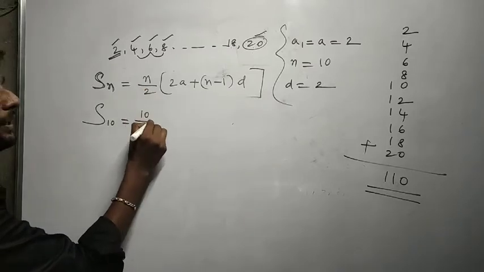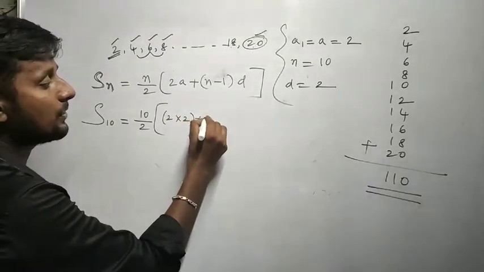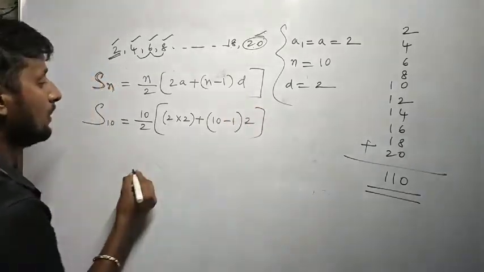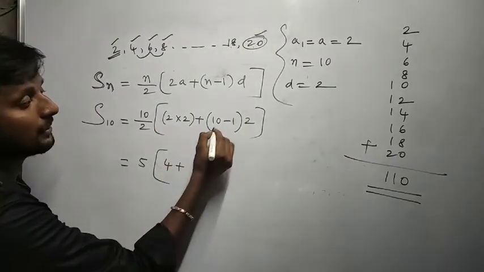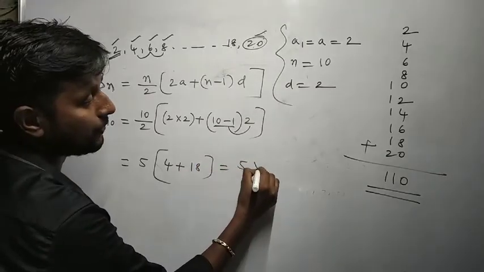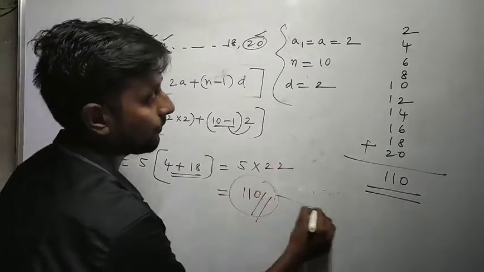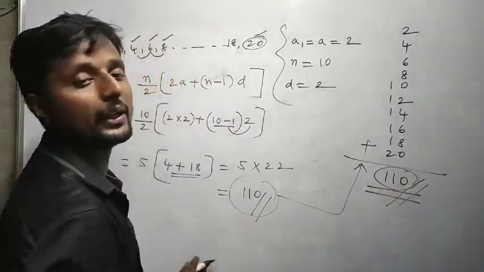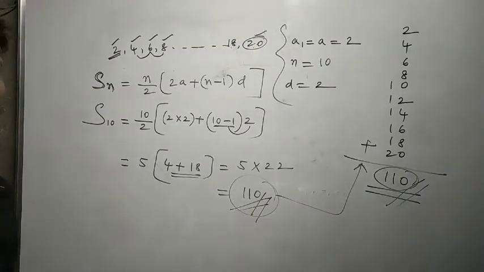So n value 10, 10 by 2 times (2a, that means 2 into the a value 2, plus (n minus 1), that means 10 minus 1, into the d value, also 2). Next, 10 by 2 is nothing but 5. 2 2s are 4 plus 9 into 2, 18. So simply we write 5 into (18 plus 4), 22. And that gives 110. Look at the series, we wrote it in a row and added all the numbers, and we got 110. So without adding, I calculated the sum of the numbers, and here also I got 110. That means the formula is verified.